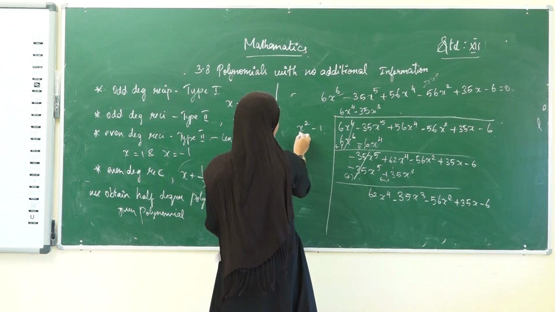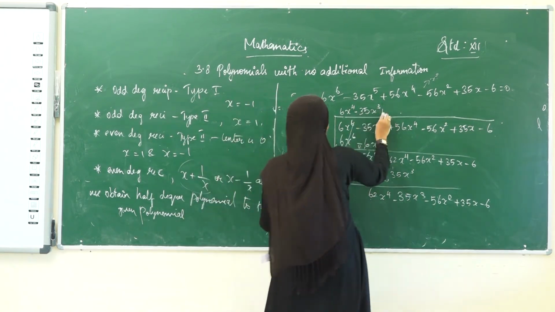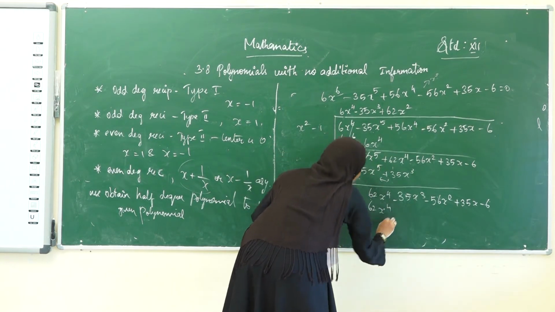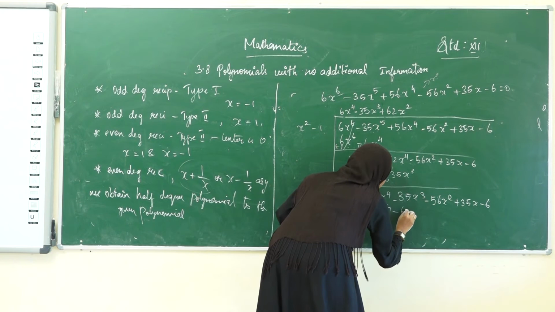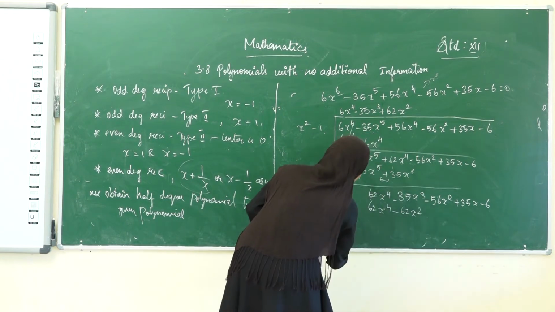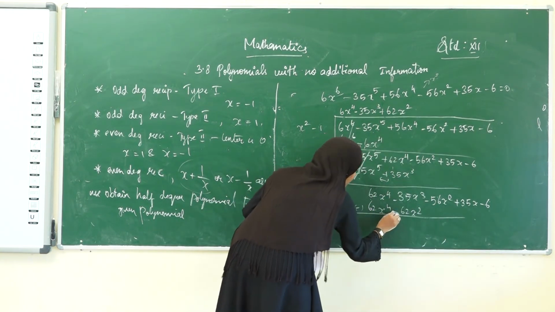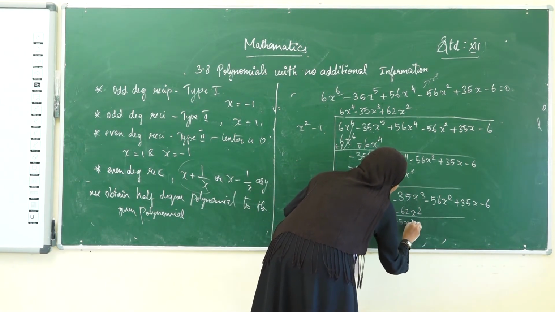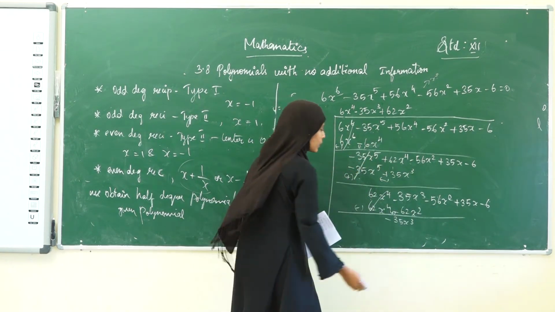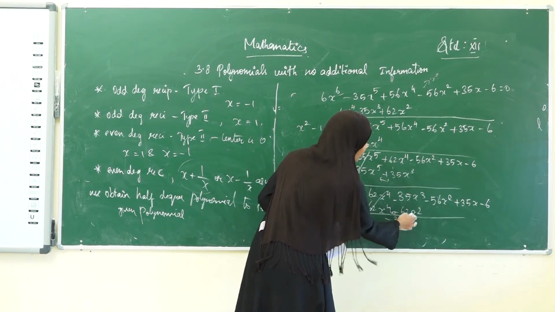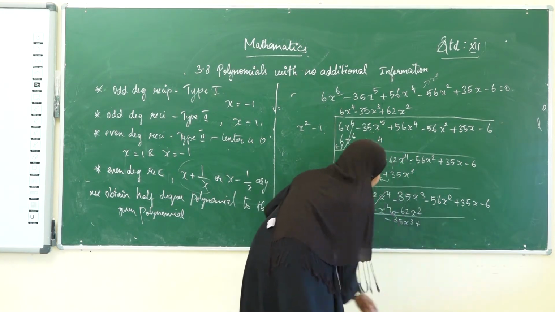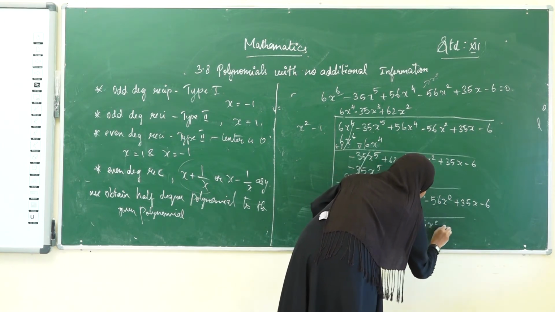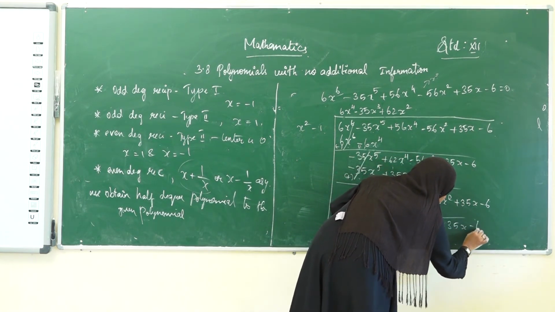See the first term again. Here it is 62x power 4. Here it is only x square, so plus 62x square. 62x power 4 minus 1 into this term is minus 62x square. Change the symbol, this term gets cancelled. Here it is minus 35x cube as it is. Here it is minus 56x square and here it is plus 62x square. So on subtracting this, what we will get? Plus 6x square, right? 6x square plus 35x minus 6.